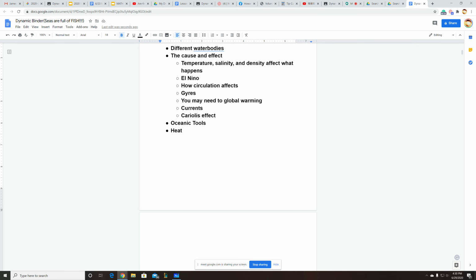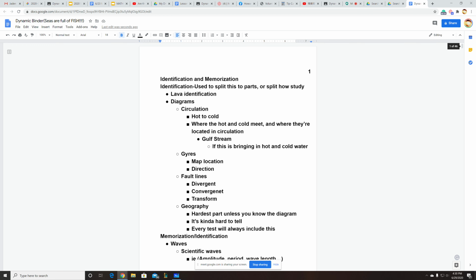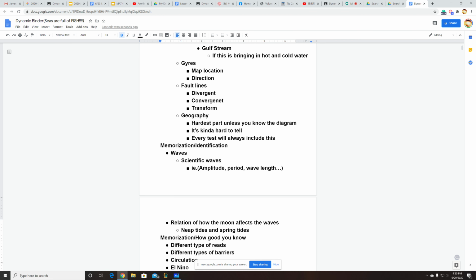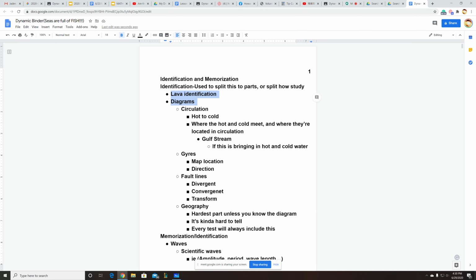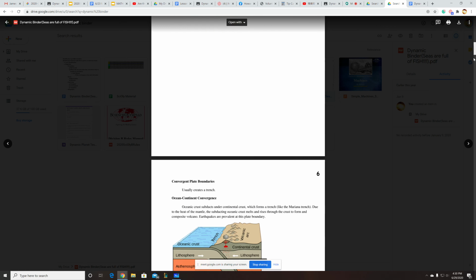But for Dynamic Planet, I guess I'll start with this. Now, I already explained to you how lava identification is a tricky part. It's tested. It's actually worth quite a bit, but it's really hard. It's something that you have to just search and find. Like, we had only one image last year.